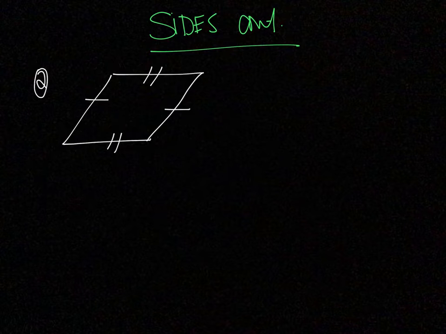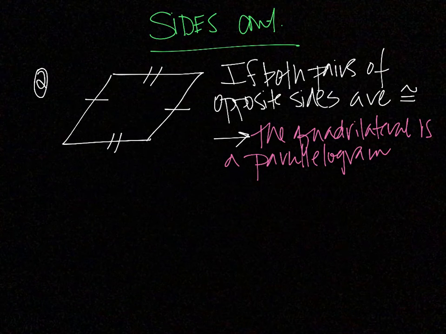Another way that we can prove that a quadrilateral is a parallelogram is if we have both pairs of opposite sides congruent. So if I can prove to you by any number of steps that the opposite sides in a quadrilateral are congruent to each other, then I can tell you that the quadrilateral is a parallelogram. So we've got opposite sides are parallel, opposite sides are congruent. We have a third way, and that is when opposite sides are both parallel and congruent.